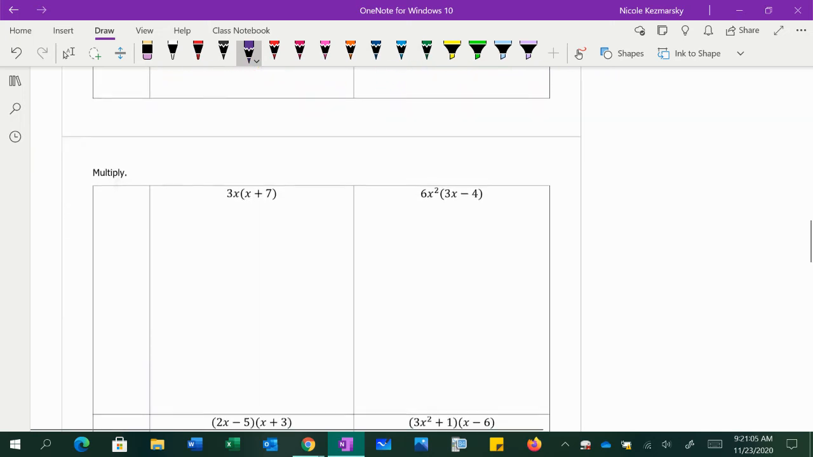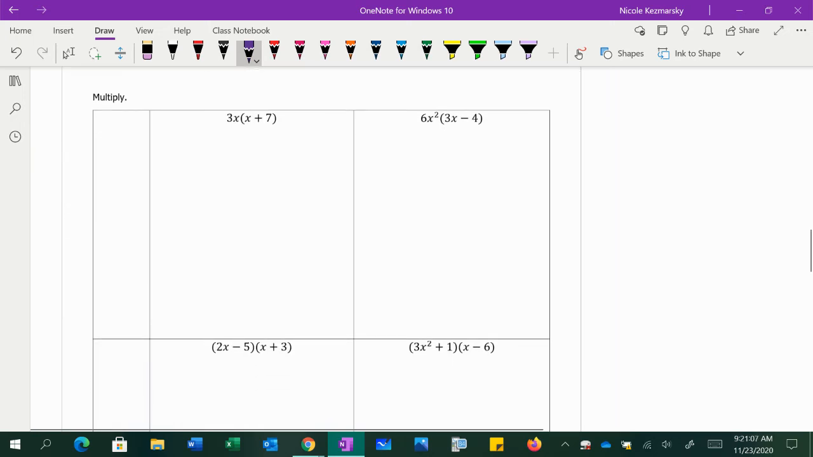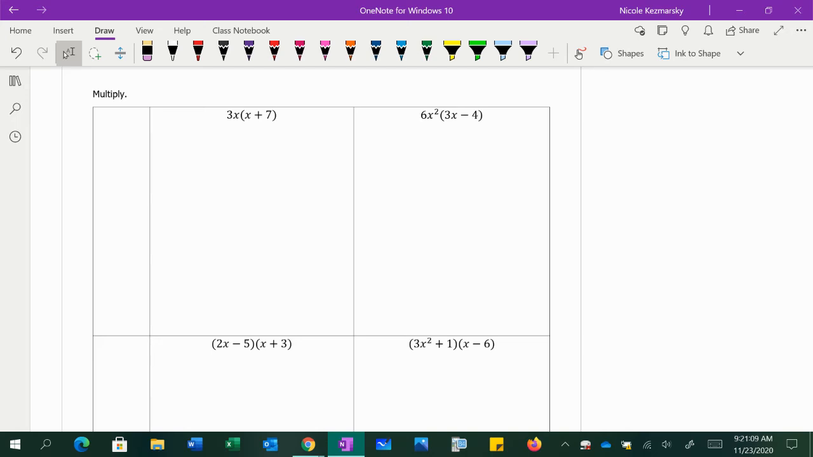Next, we multiply. So the first type of multiplication that we can do in this first example is a monomial. So that's monomial times a binomial, which is binomial.